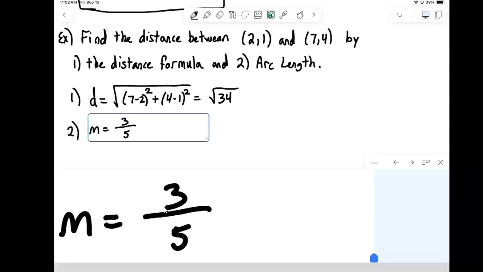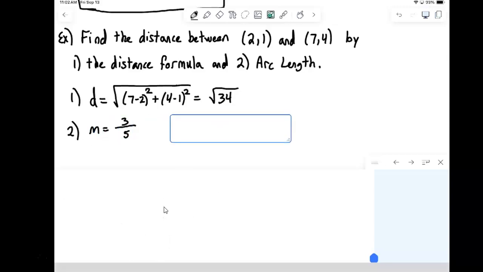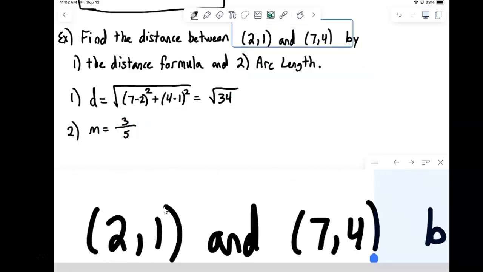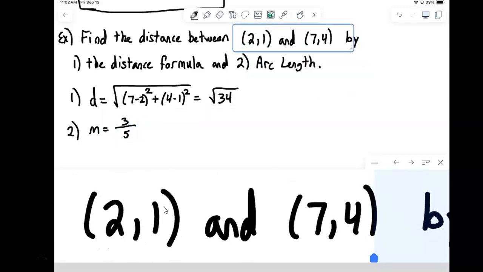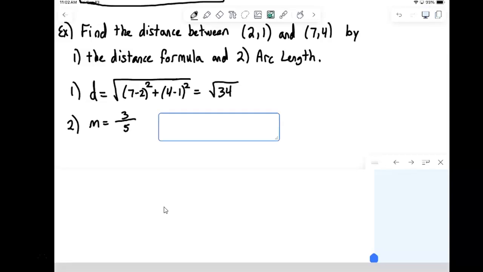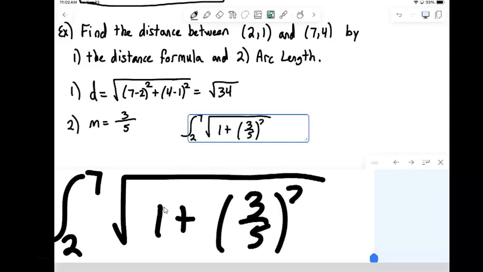And again, that is my f prime function. I don't actually need to go through the trouble of finding the full equation of the line. I just need to know the f prime function, the derivative, the slope of the line, and I need to know the x values. Well, it's going from 2 to 7. So working out arc length now, we would do the integral from 2 to 7 of the square root of 1 plus f prime squared dx. And then we just work this out.